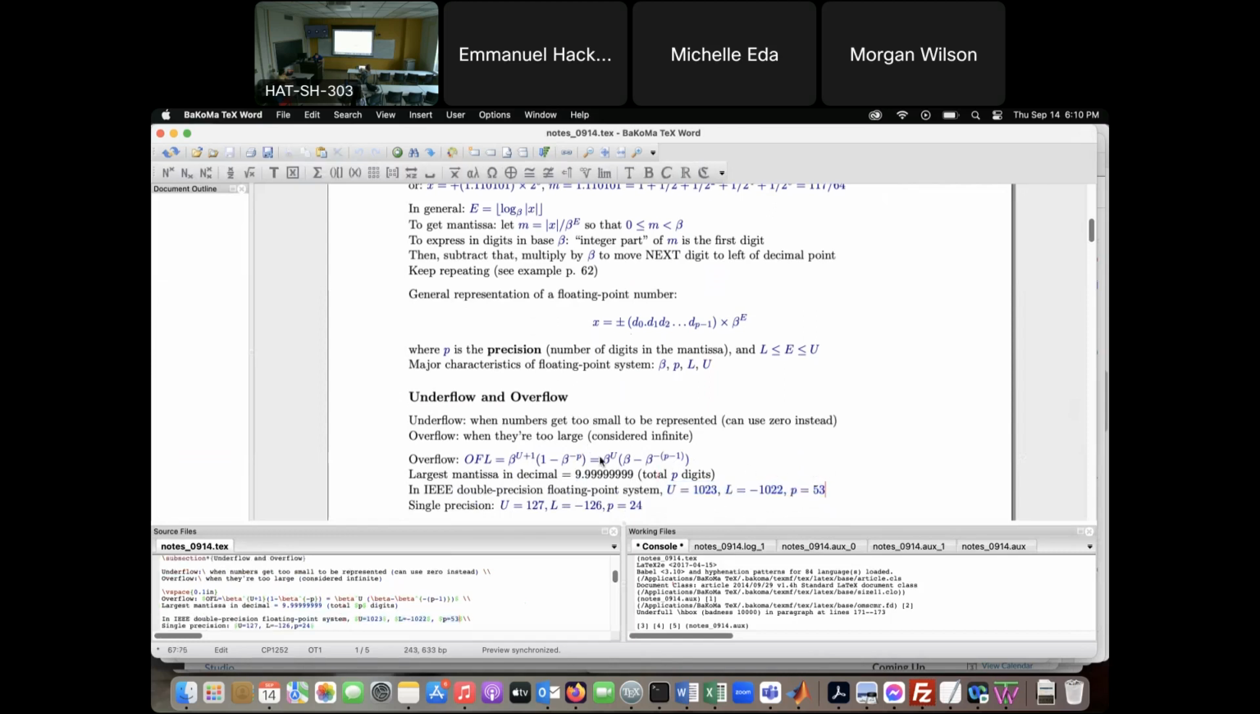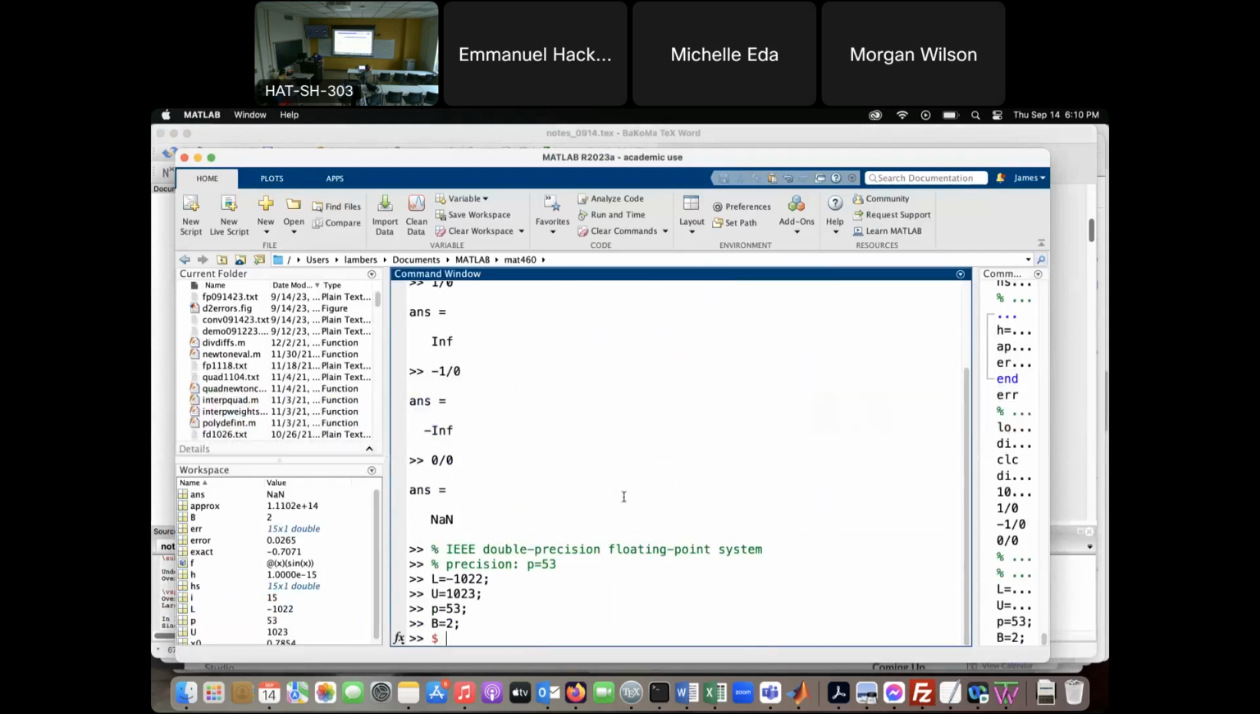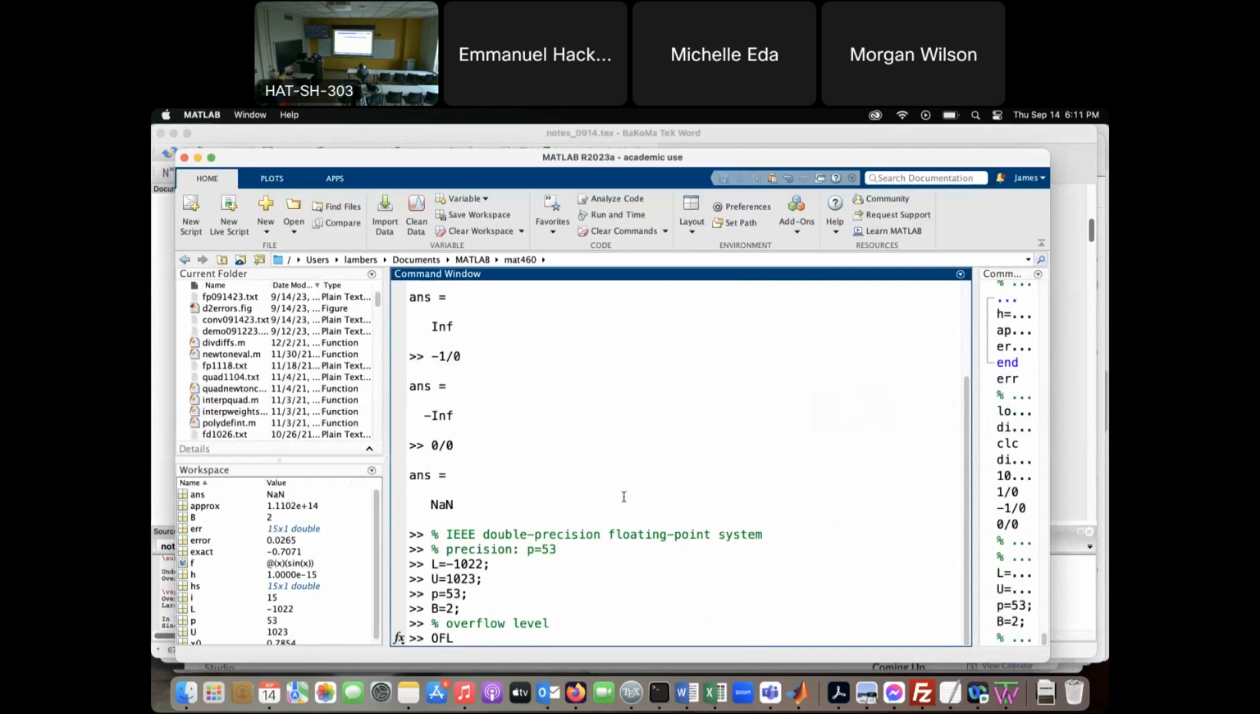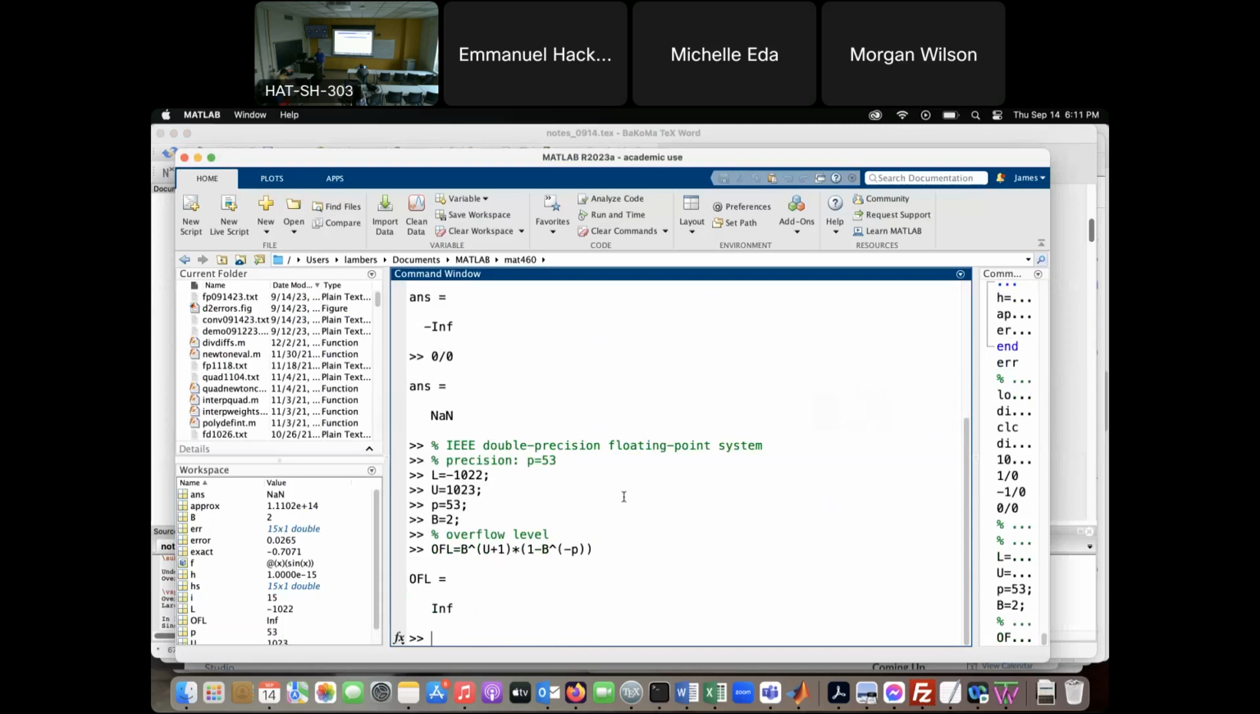So what I'm going to do is put this expression with these parameters into MATLAB. So for the overflow level, called OFL, if I do the same expression, b raised to the u plus 1 power times 1 minus the base raised to the minus p power. Overflow that. So let's see what we get here. It says infinite, which means I messed up.